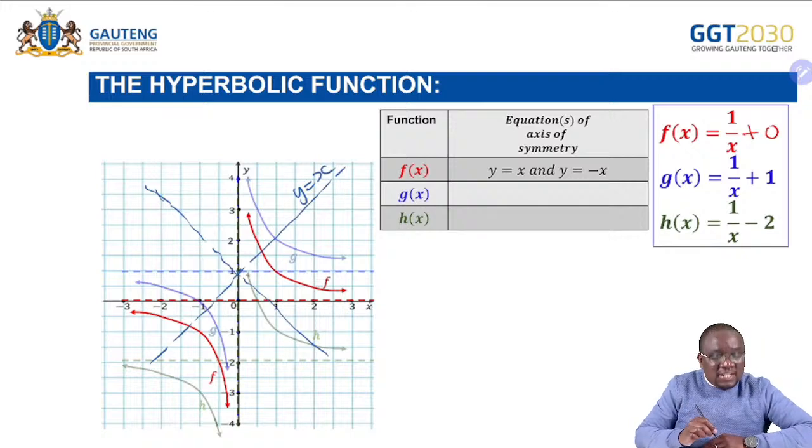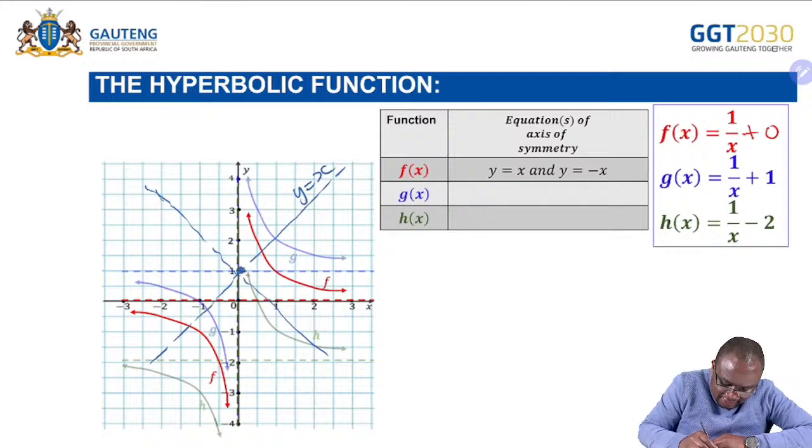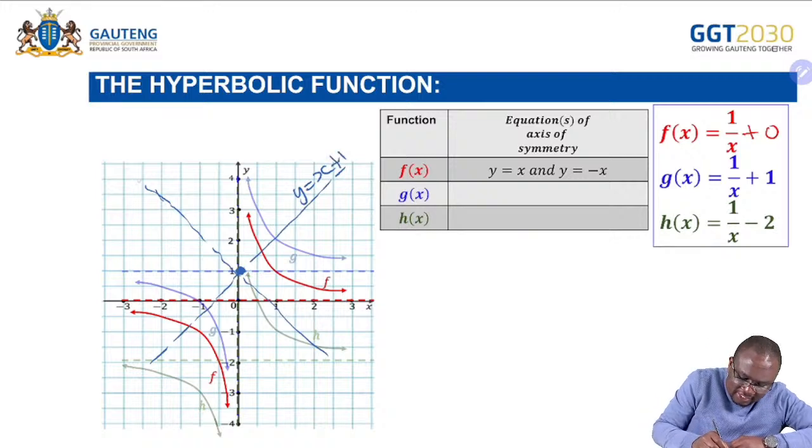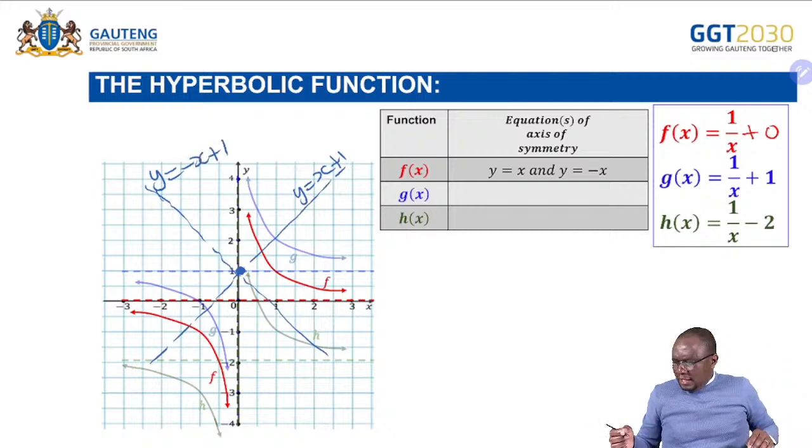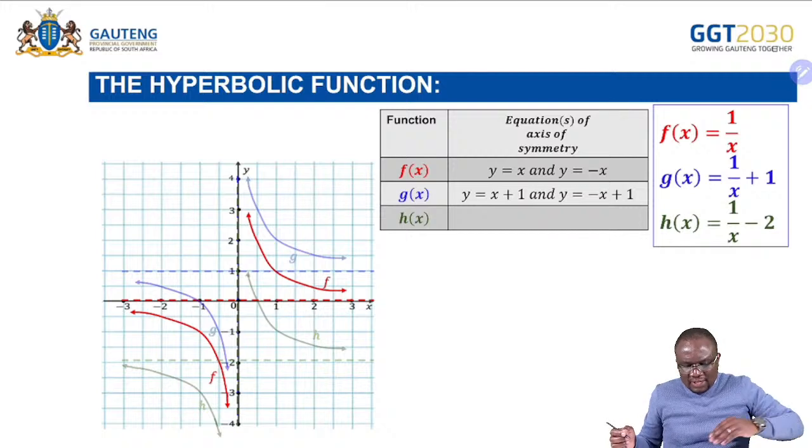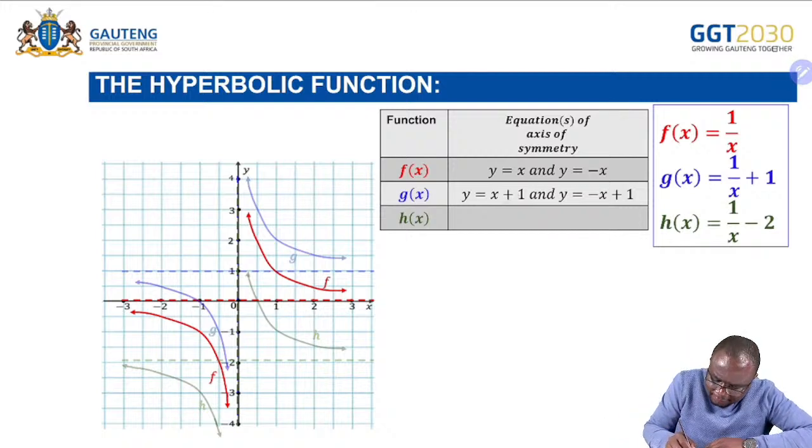And then what is the y-intercept now? It is at 1. So it's going to be y is equal to x plus 1. And then this side is going to be y is equal to negative x plus 1. Okay? And then we write our equations like this. Now, is it linked to the q value? You see that?